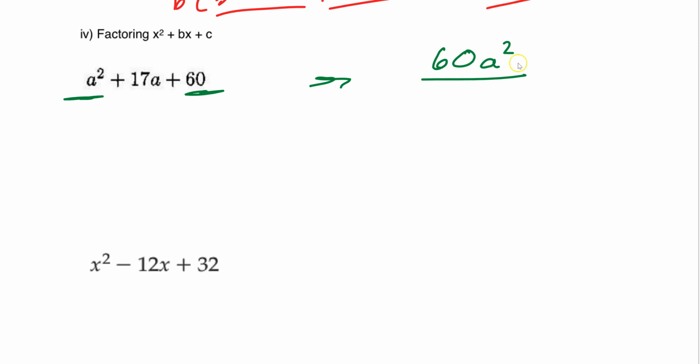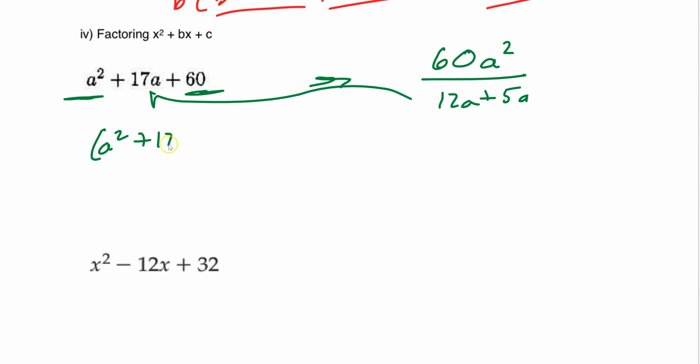a squared plus 17a plus 60. I need two things that multiply to get 60, but add to get 17. So that is 12a and 5a. That's the hardest part, by the way. For me, the hardest part of doing this is trying to figure out the combination. So 12a and 5a. 12 times 5 is 60, 12 plus 5 is 17. Plug it in for the middle. I'm going to get a squared plus 12a plus 5a plus 60.